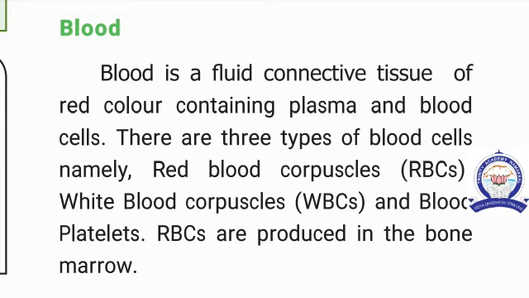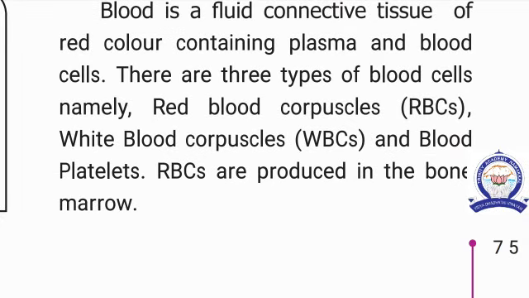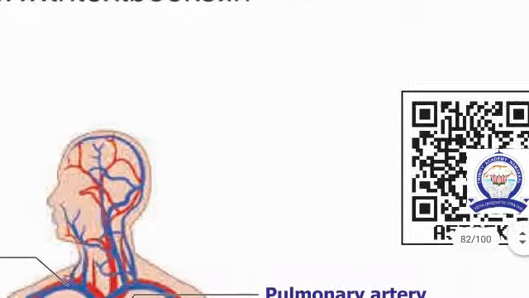RBCs are otherwise known as erythrocytes. WBCs are otherwise known as leukocytes. Blood platelets are otherwise known as thrombocytes. The RBCs are produced in the bone marrow.